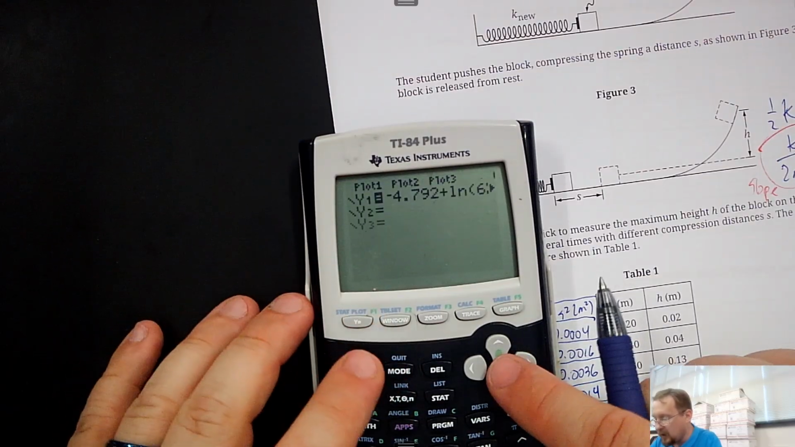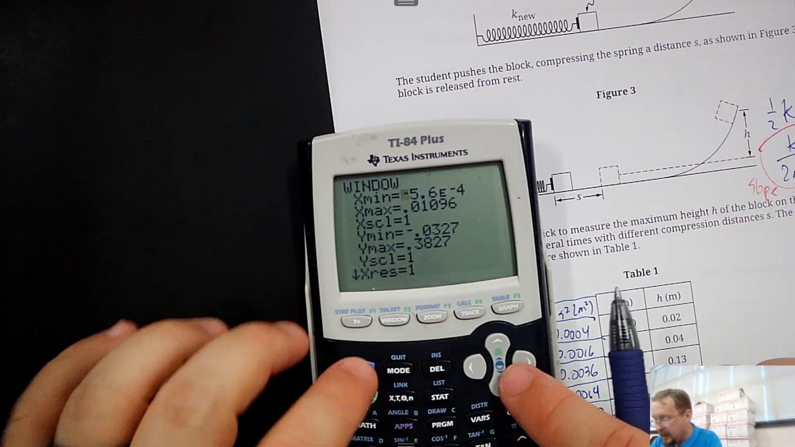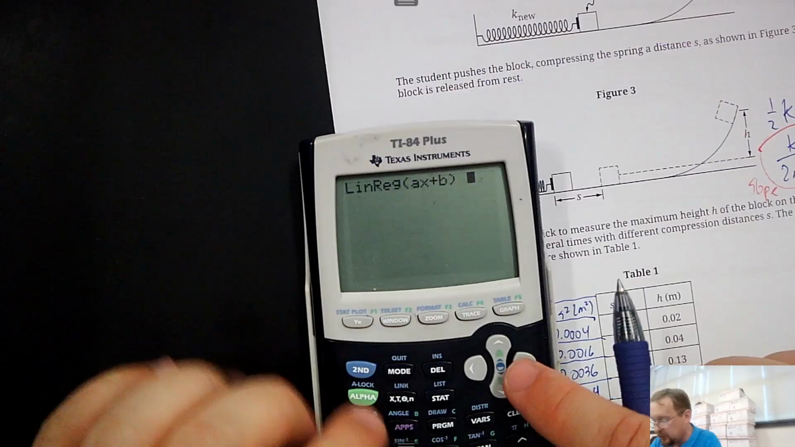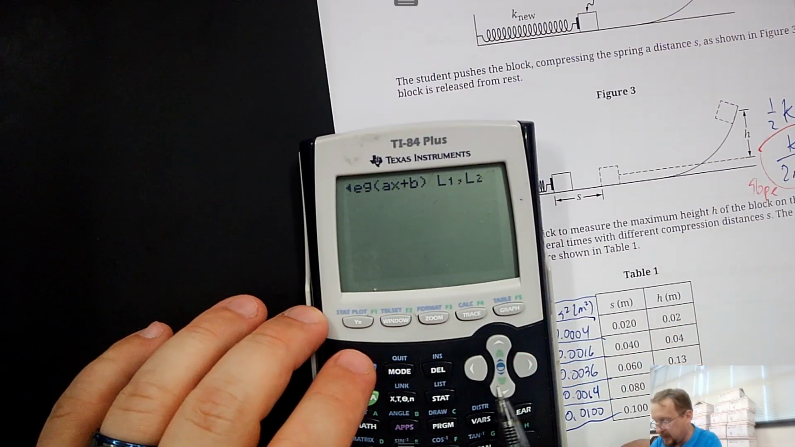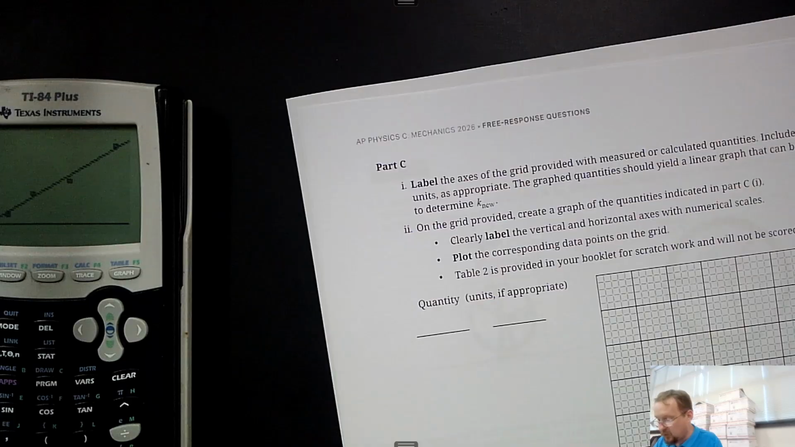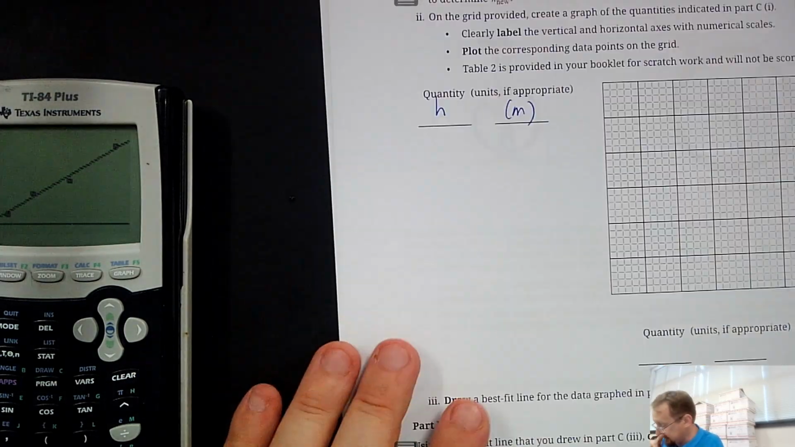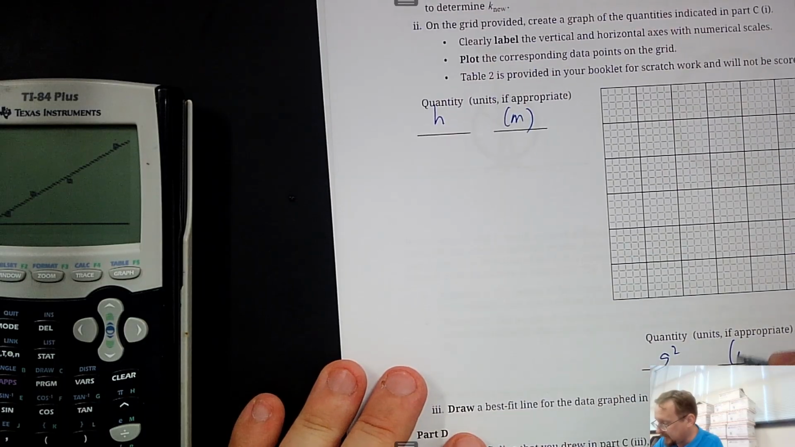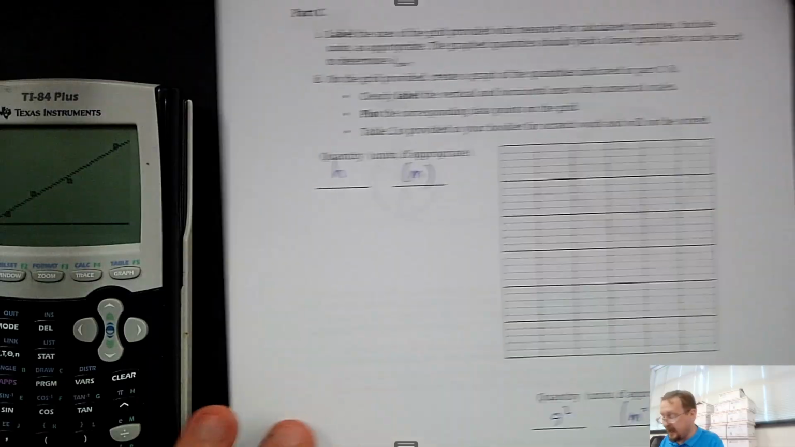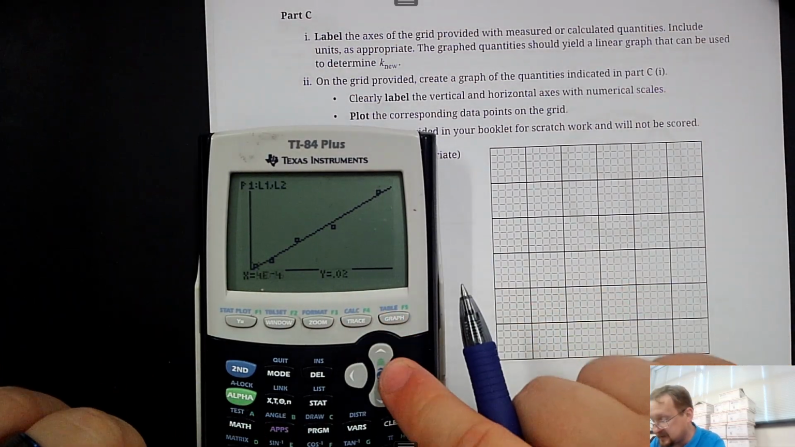Let's turn on plot 1, zoom 9. Let's do a linear regression with L1, L2, and store it into Y1. Now I'm going to plot this. The quantities are h in meters and s squared in meters squared. So let's trace this.